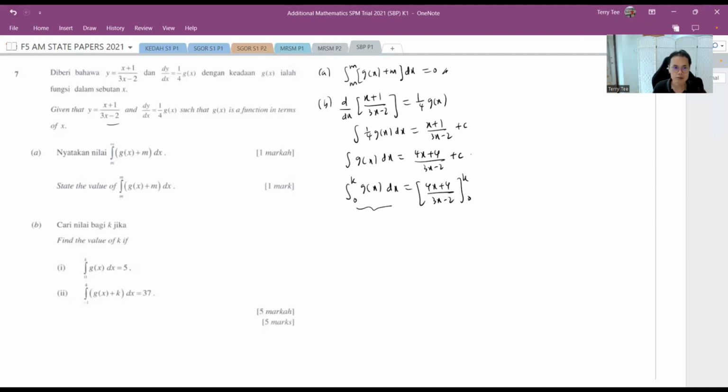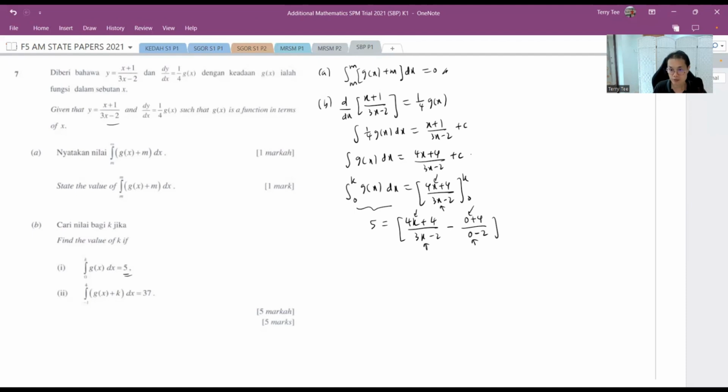And this result is now 5. So I put a 5 here. All right, let's put k inside. So it's 4k plus 4, and then 3k minus 2. When I put 0 inside, I don't get 0. 4 times 0 is 0, but then there's a 4 here. 3 times 0 is 0. There's a minus 2 here. Remember, first we sub in the k inside the x, then we sub in 0 inside x.